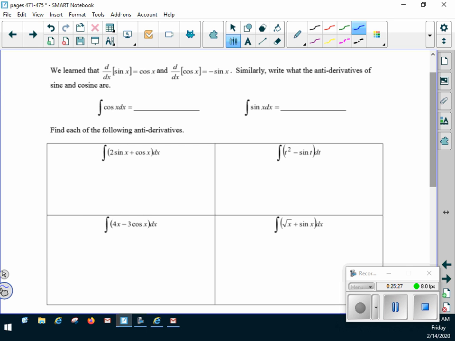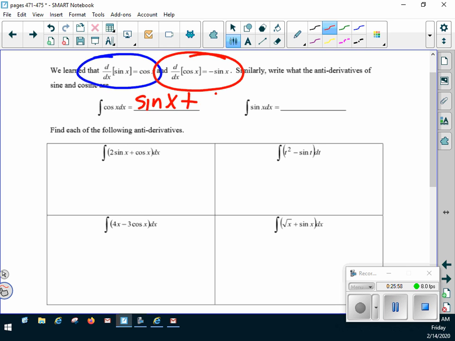All right. Look right here. You know the derivative of sine x is cosine x. And you know the derivative of cosine x is minus sine x. So can we go backwards? What is the antiderivative of cosine x dx? Now remember, what does that mean? It means what function has a derivative of cosine x? Sine x. Plus c.